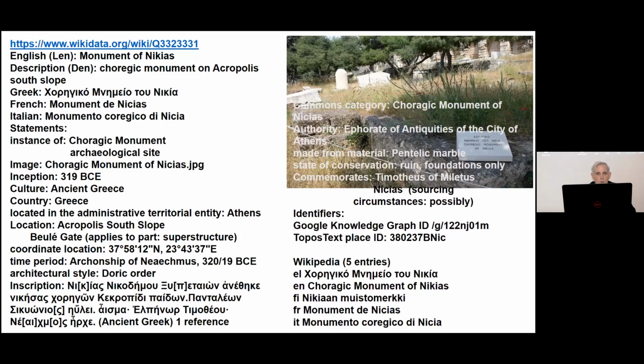But with good coordinates, and I'm proud of the fact that it has two locations because the superstructure is inside the gate. You know, it's built into it. And then identifiers of various kinds and links to the Wikipedia, and in this case, links to one not very good picture, but we can populate the Wikimedia universe with better pictures.